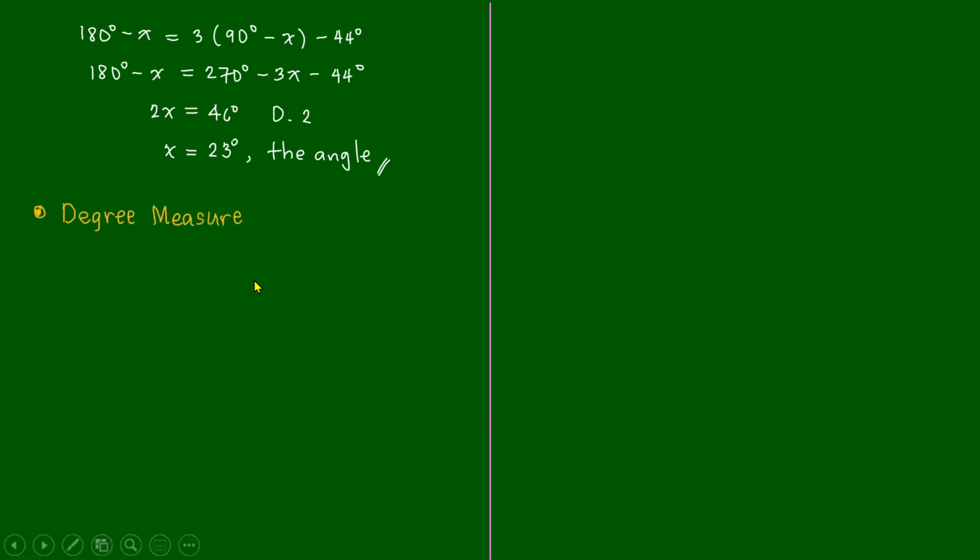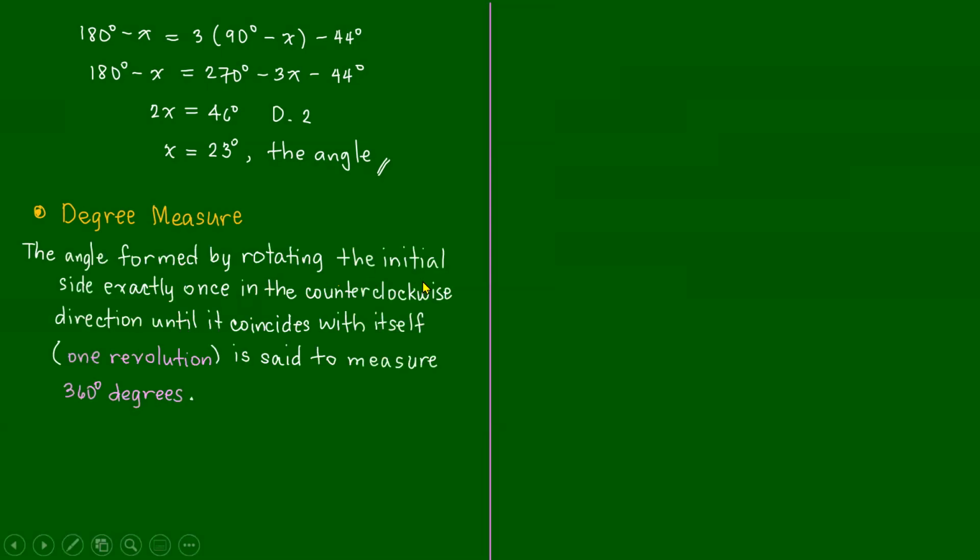Okay. Let's have another topic. So actually, this is just to expound on degrees, the concept of degree measure, because we used that already in problem solving. How do we define degree measure? The angle formed by rotating the initial side exactly once in the counterclockwise direction until it coincides with itself is said to measure 360 degrees. And that is equal to 1 revolution.